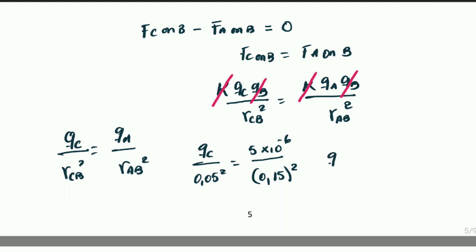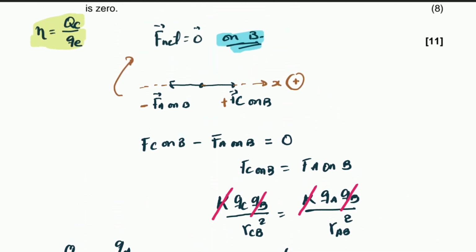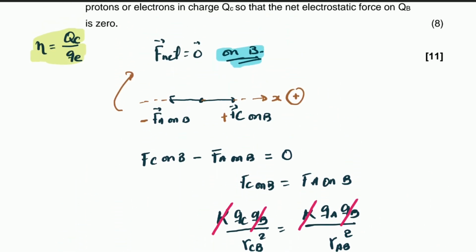So QC, the answer is going to be 5.557 times 10 to the minus 7 coulombs. This is not the final answer. Remember, we have to calculate the number of electrons or protons. In this case it's protons because the charge is positive. So we are going back here and substitute to calculate this n.